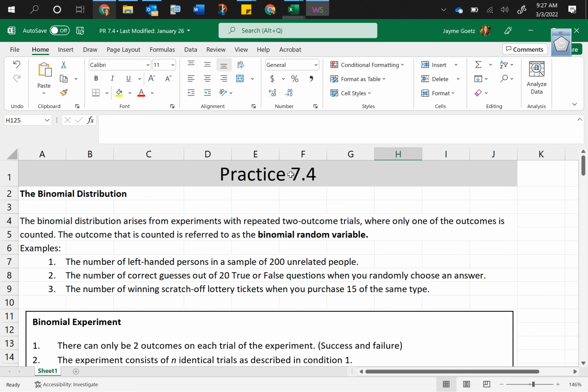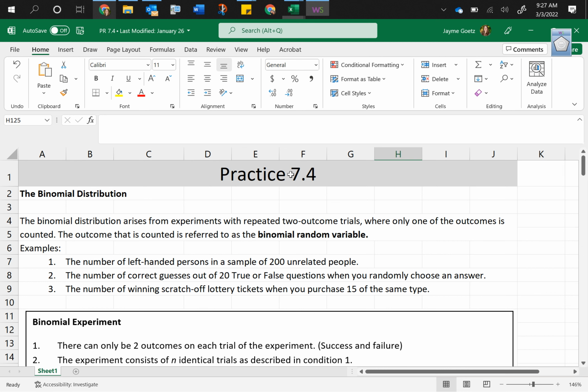There are two outcomes. And then the number of winning scratch-off lottery tickets when you purchase 15 of the same type. Now, some people say there's a whole bunch of different options for scratch-off lottery tickets. You could win the jackpot, you could win $10, you could win a free ticket. The two outcomes are you win or you don't. Whatever they classify winning as, you win or you don't.